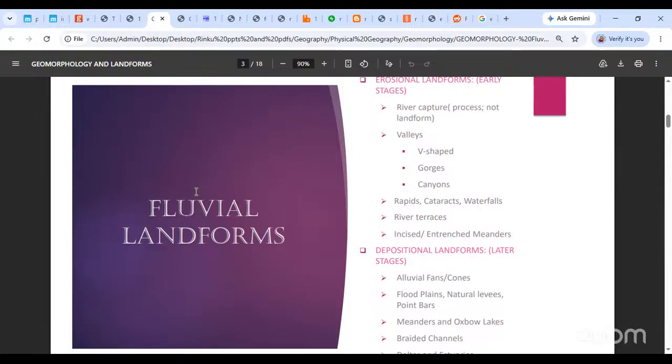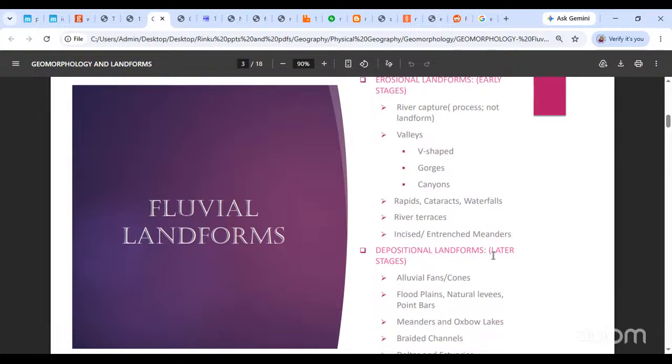Okay, among the other erosional landforms you will find valleys, river valleys, V-shaped valleys which are the most common. There are gorges formed and then there is a special type of river valley called canyons. Rapids, cataracts, waterfalls, those are again where the slope of the land changes a little in between, so you get these multiple categories of features. Okay, river terraces you will find, and incised and entrenched meanders.